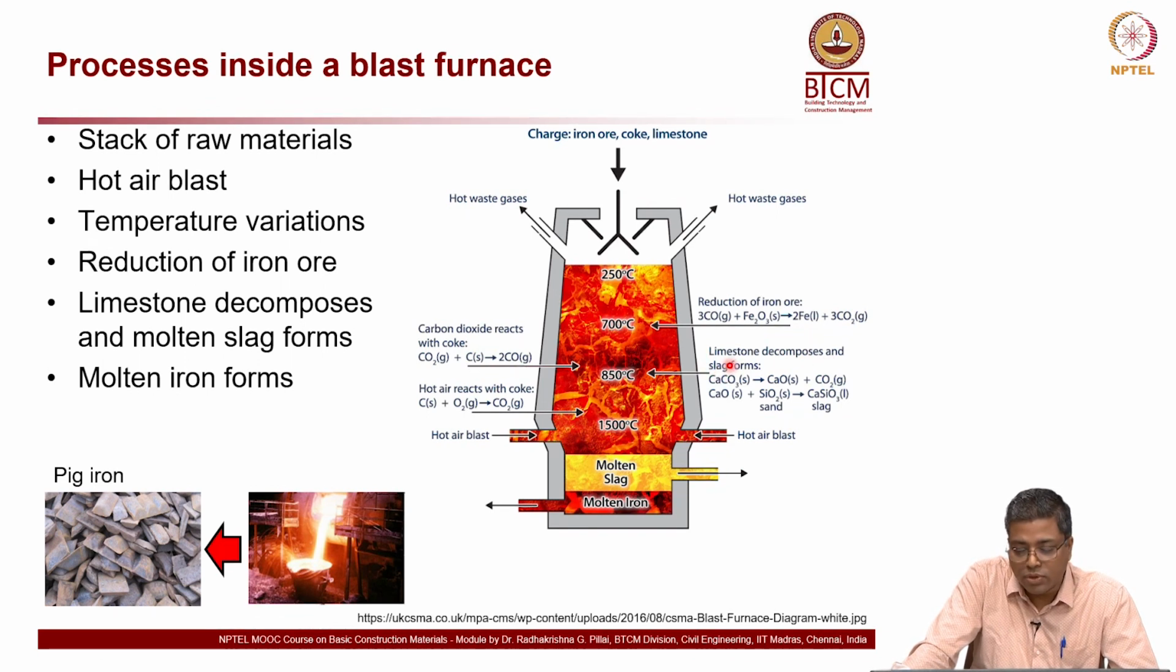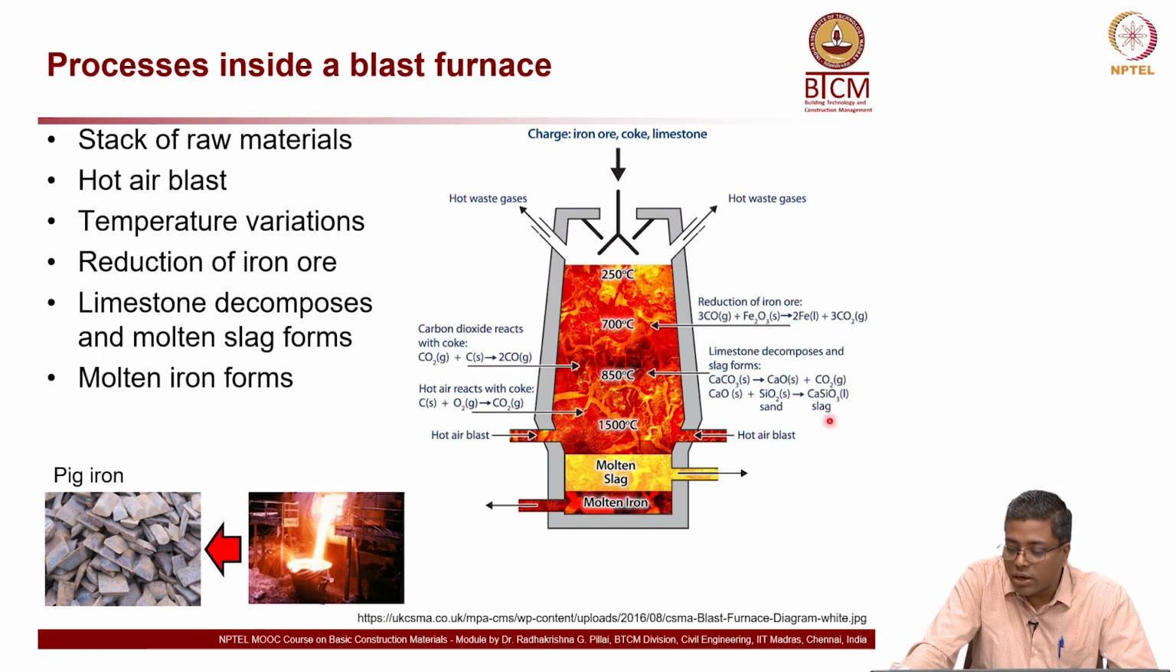Slag is formed. Now, as the temperature keeps on increasing as it goes down, the slag and everything really starts melting, and then you can see the molten slag will fall down and settle here, or rather float on top of the molten iron. So, molten iron being heavier will settle down, and molten slag being lighter than the molten iron will float on top.